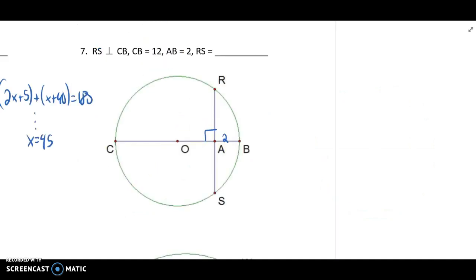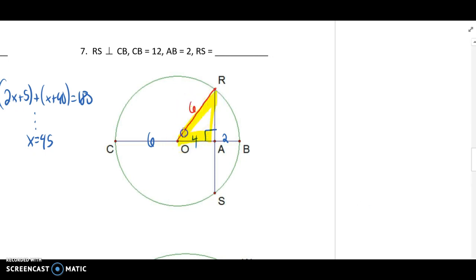Number 7, we're given a few lengths. The most important one is that CB equals 12. Diameter is 12, so the radius is 6. This length is 6. OB is 6. And since AB was given to be 12, 6 minus 2 means that that length is 4. If we draw in that radius, it also has to have a length of 6.